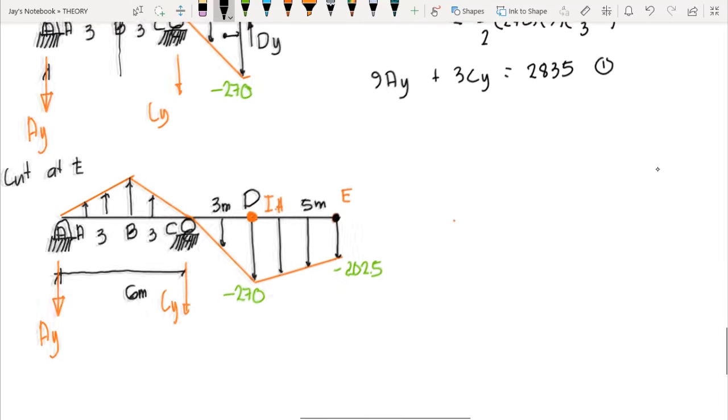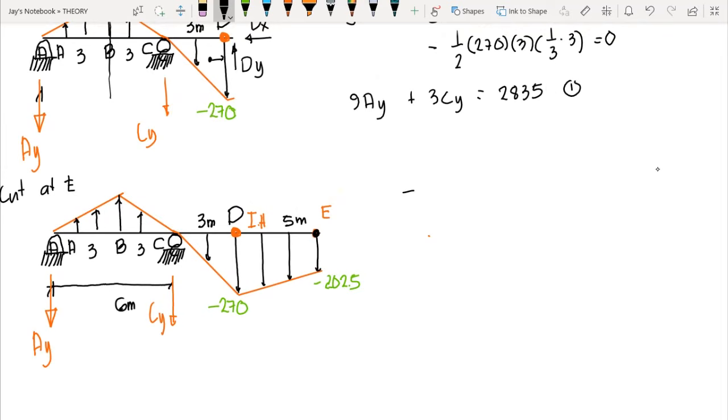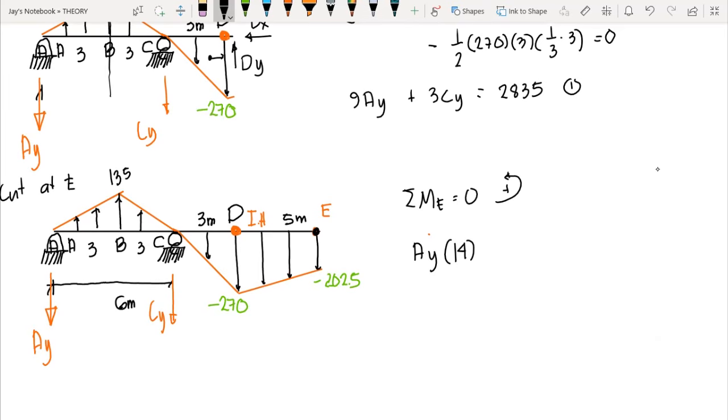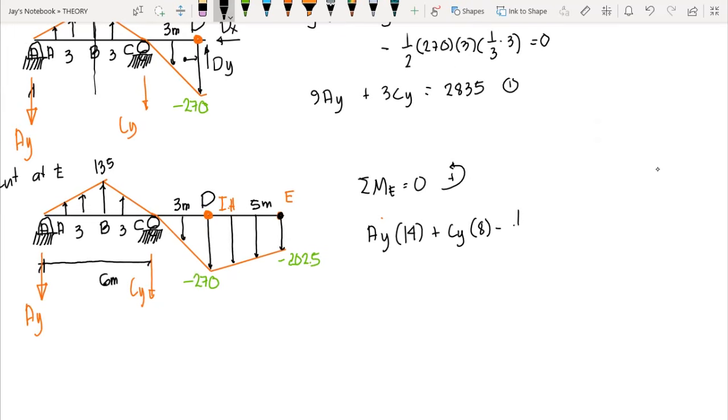Okay, so we would have this free body diagram. So we can sum up moment at E is equal to 0, counterclockwise positive. So we have here AY times the moment arm from E, which is 14, correct? And we have CY times the moment arm from E, which is 8, correct? Minus the load, so we have 1/2 of 135 times 6 times the moment arm from E, which is 11.